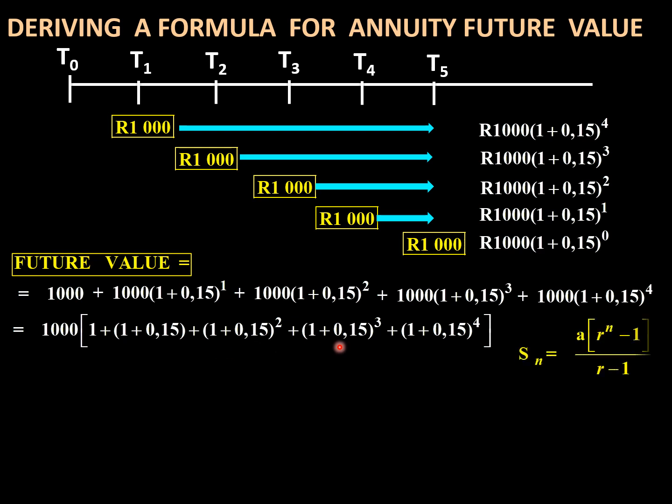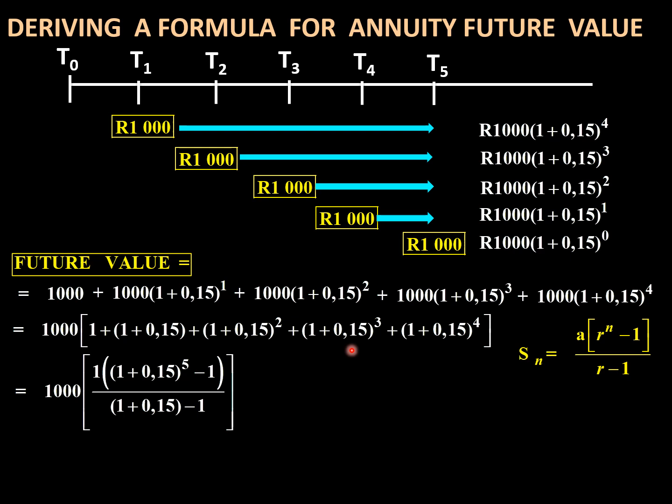So we use the sum formula for a geometric series, and if we substitute, what is your a value? The a value here is 1, and the ratio is 1 plus 0.15. And the n value, there are 5 terms. This will give us a formula for finding the future value of an annuity.